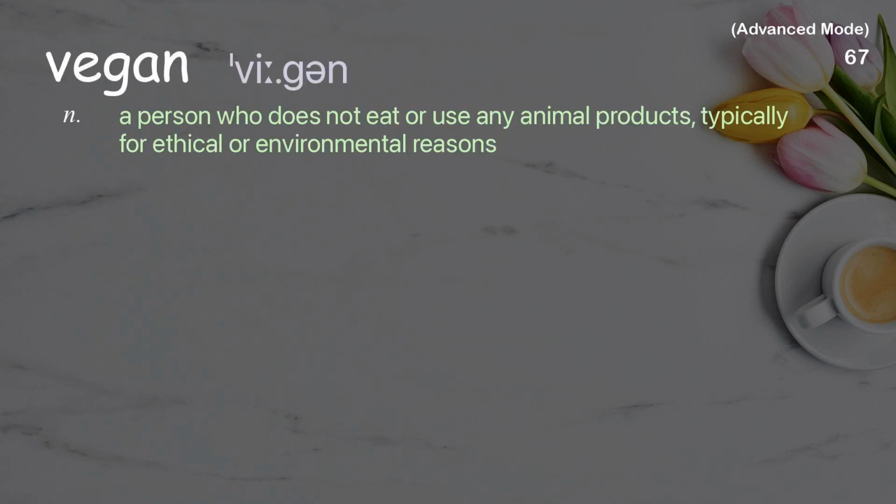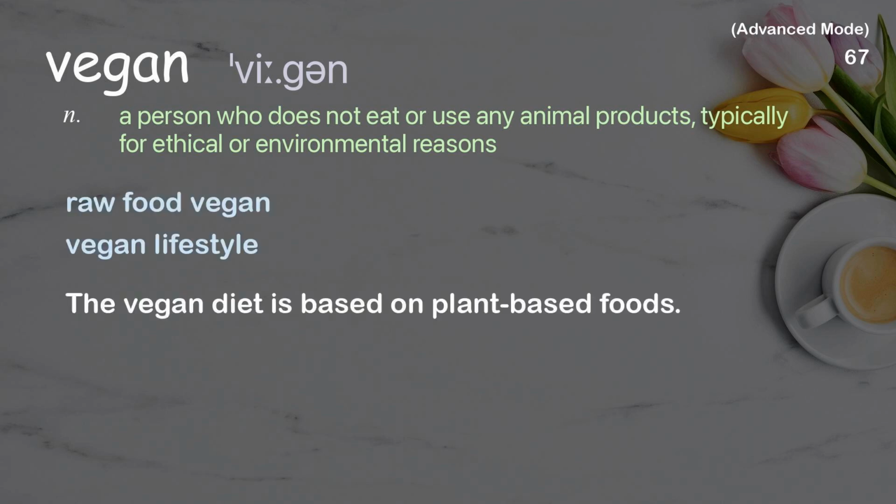Vegan. A person who does not eat or use any animal products, typically for ethical or environmental reasons. Examples: Raw food vegan. Vegan lifestyle. The vegan diet is based on plant-based foods.